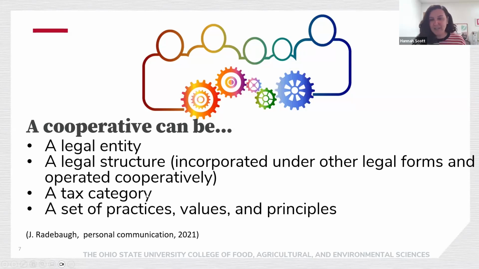Sometimes there's a little bit of confusion. This is a slide actually from one of my colleagues who is a cooperative attorney. I thought this was a really helpful way of thinking about this because sometimes folks are thinking about cooperatives as a legal entity. It's a cooperative entity. Sometimes folks are thinking about operating a business in some other form, but they apply cooperative principles to it. So maybe it's a legal structure, right, with cooperative principles mapped on top of it. That's another way that folks think about cooperatives.